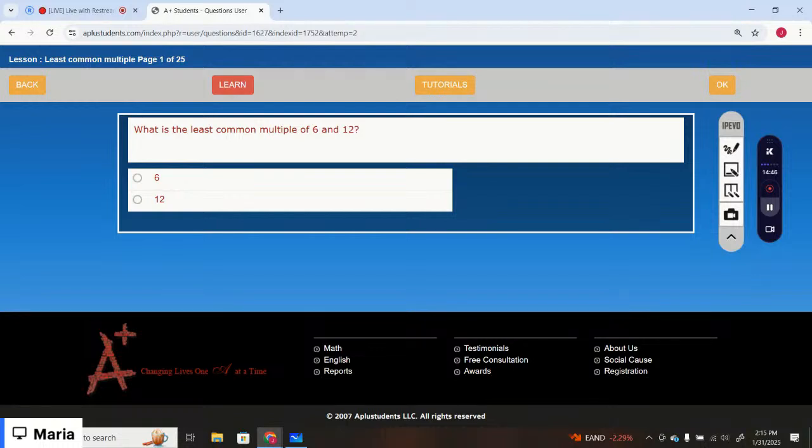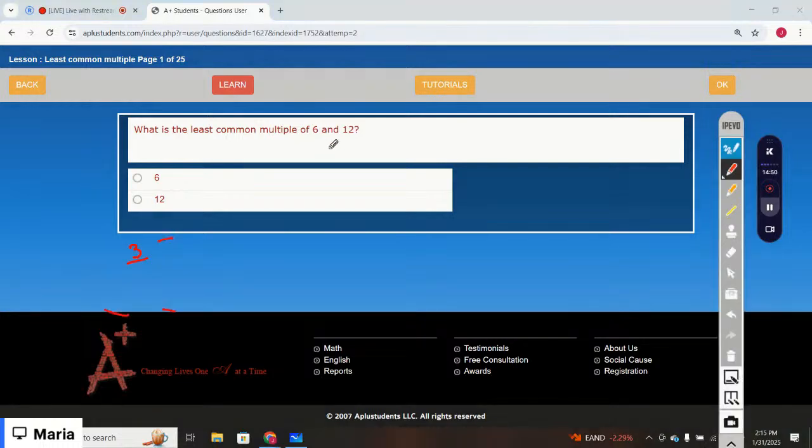What is the least common multiple of 6 and 12? Let's just write down the prime factors of 6 and 12. The prime factors of 6 are 2 times 3. The prime factors of 12 are 2 times 2 times 3.